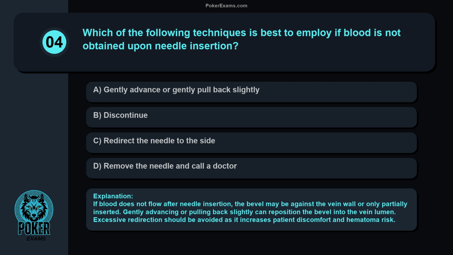If blood does not flow after needle insertion, the bevel may be against the vein wall or only partially inserted. Gently advancing or pulling back slightly can reposition the bevel into the vein lumen. Excessive redirection should be avoided as it increases patient discomfort and hematoma risk.